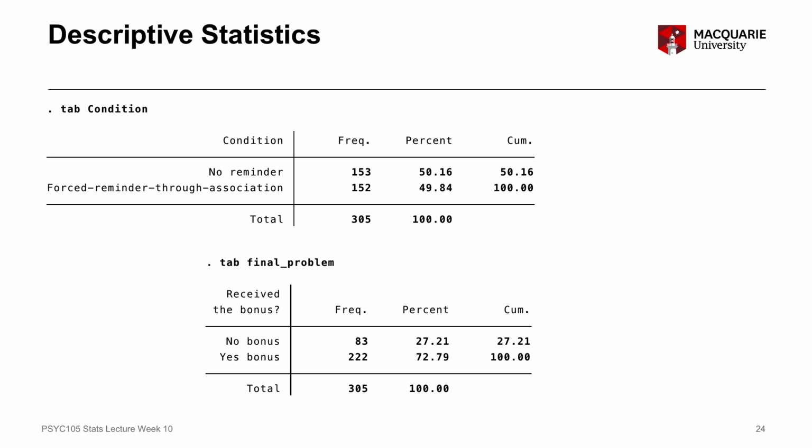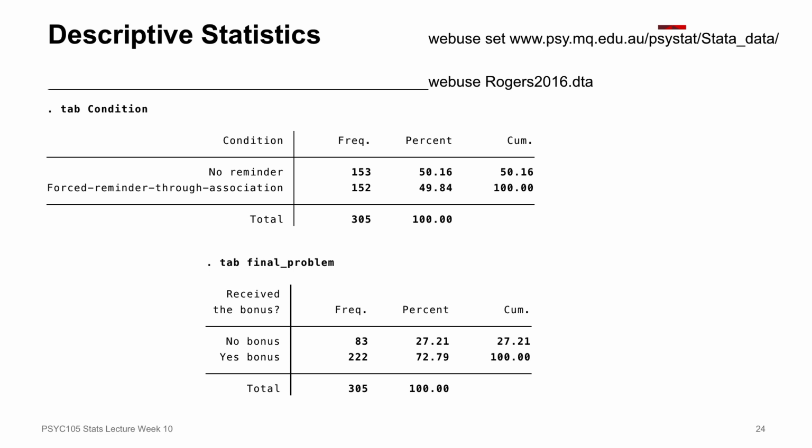And to get the data, just like always, that's the command that you need to type into the Stata command line, the webuse set command firstly, and then to call up the data set itself, webuse rogers2016, which is the data set in particular.